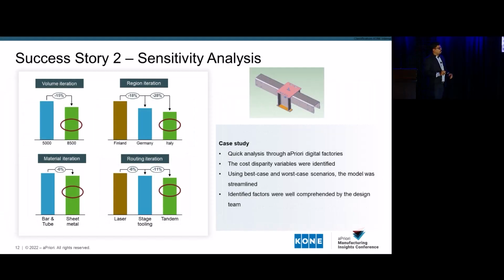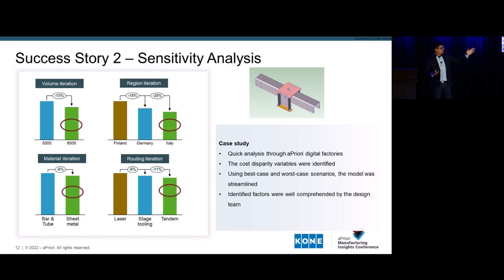Here comes sensitivity analysis. Here our design team came up with a quick design and asked us to do cost analysis and give a solution for cost reduction. So we have done some volume iteration to understand the difference on volume iteration, and then we have done to understand what is the cost difference between regions.